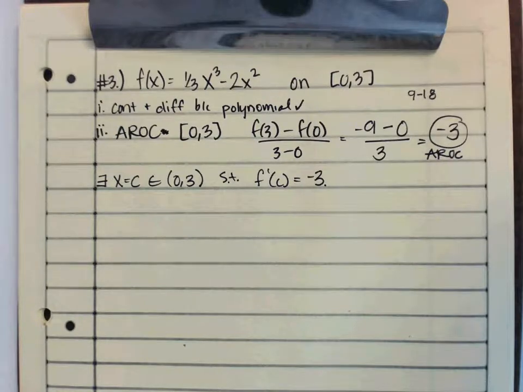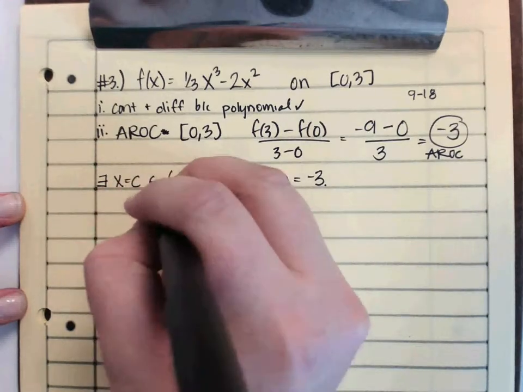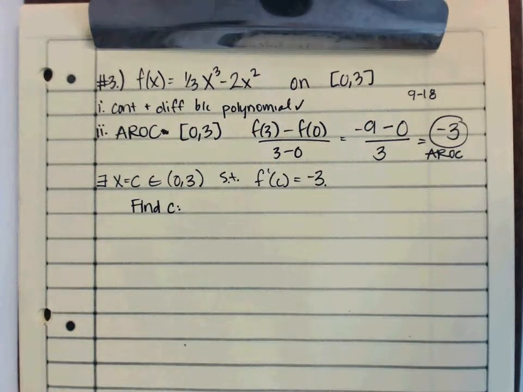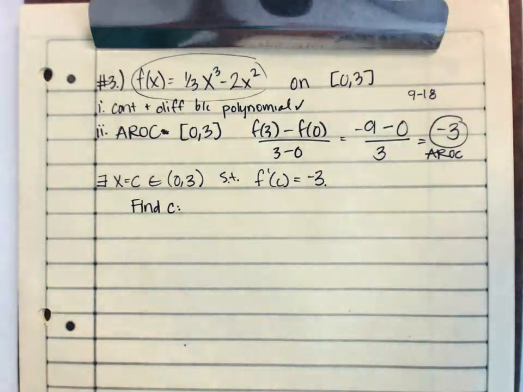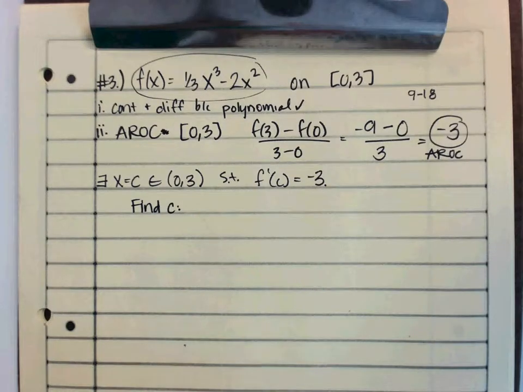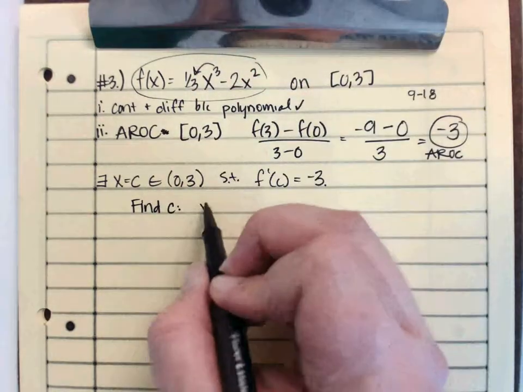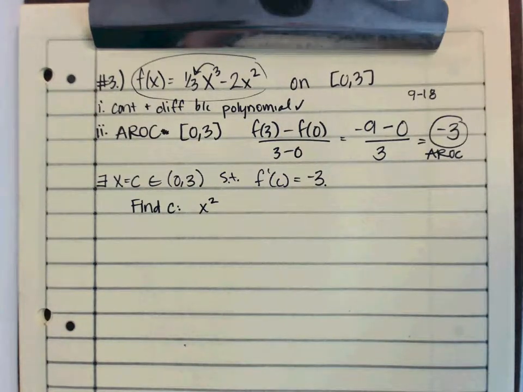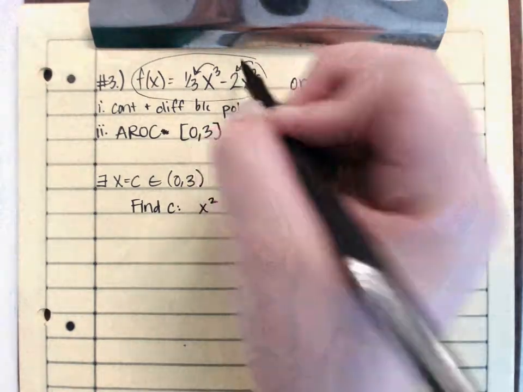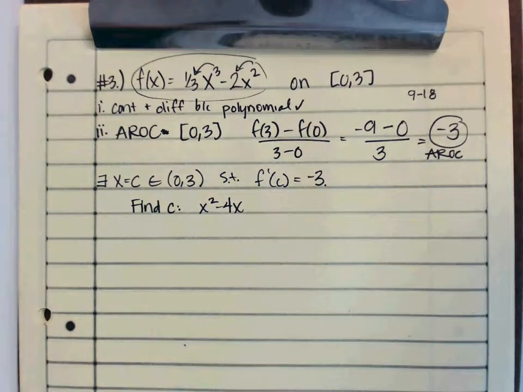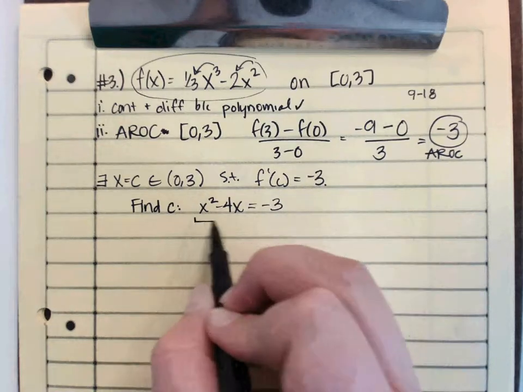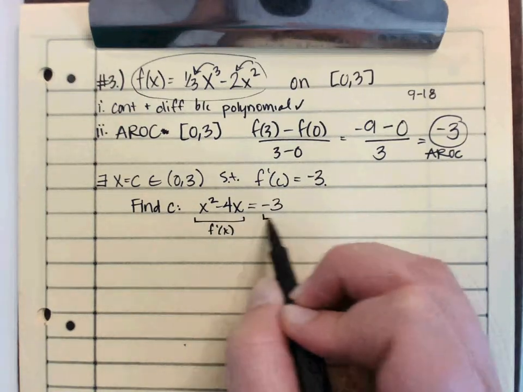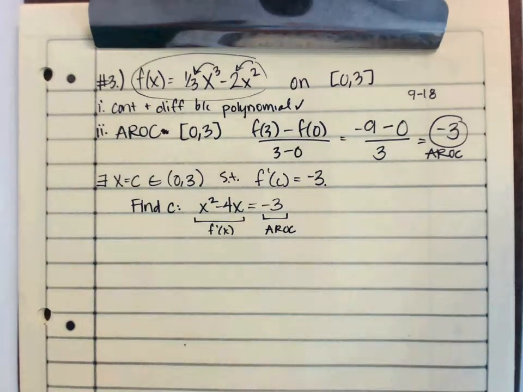Okay, from there, if I asked you to find c, what would you do? Take the derivative and set it equal to negative 3. So what's the derivative of this guy? Just normal power rule there. Okay, so 3 times a third is just a 1, x squared. Then 2 times minus 2 is 4x. X is now to the 1. And then what are we setting that equal to? So this side is f prime. This side is the average rate of change that I already found.